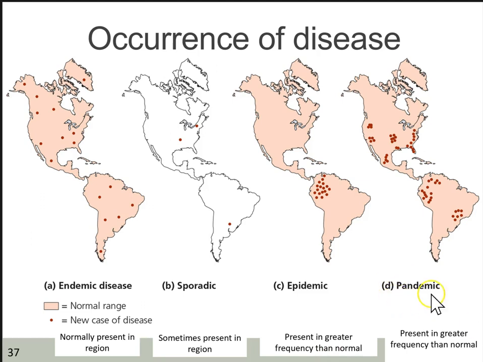That's different than pandemic. Pandemic is present in greater frequency than normal in several different countries. So in this particular example, we see a disease that's occurring both in South America and North America. It's not found all over the world. So for example, Canada and Alaska up here don't have this particular disease, but it's found in multiple countries, and that's what makes it a pandemic.